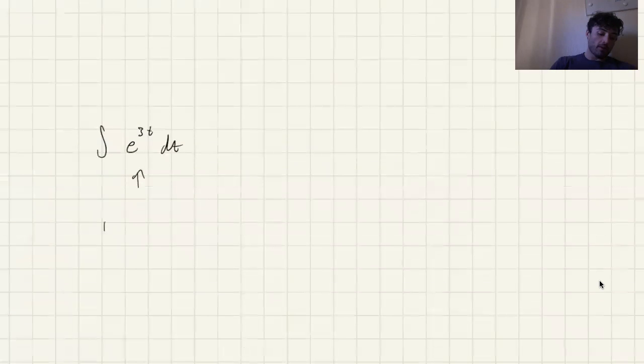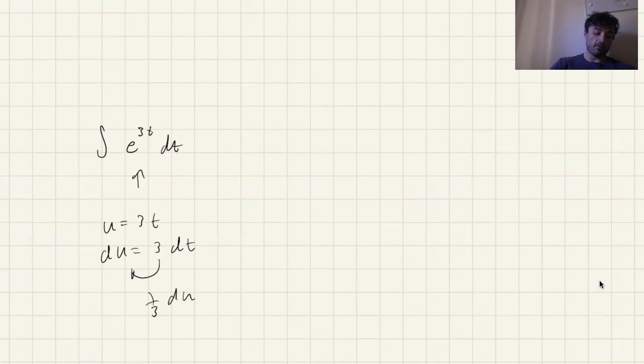All right, so if I let u equal 3t, du is equal to 3 dt. So I have to bring that 3 on over. I have 1/3 du is equal to dt. And sure enough, we get 1/3 antiderivative e to the u du, and I'll let you solve it from there.